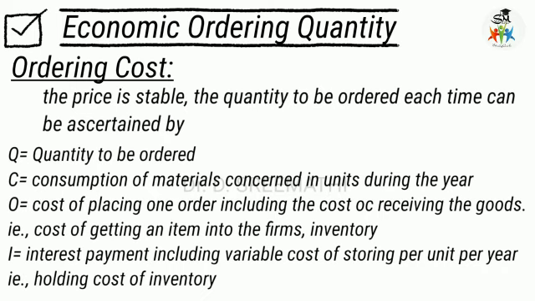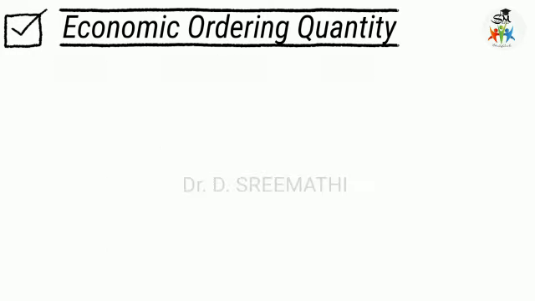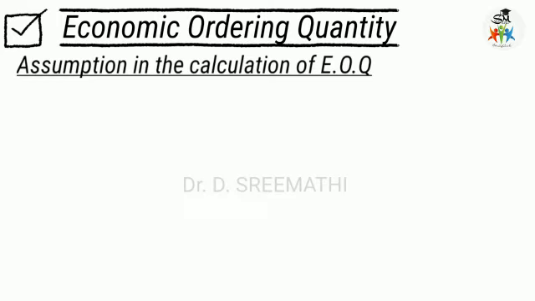That is the cost incurred for getting the materials into the store. Then I, that is interest payments including the variable cost of storage. This is to be calculated per unit per year. Then we say it is the holding cost of inventory. Then we can arrive at the EOQ, and we can do it with certain assumptions. So, the assumptions in the calculation of EOQ.